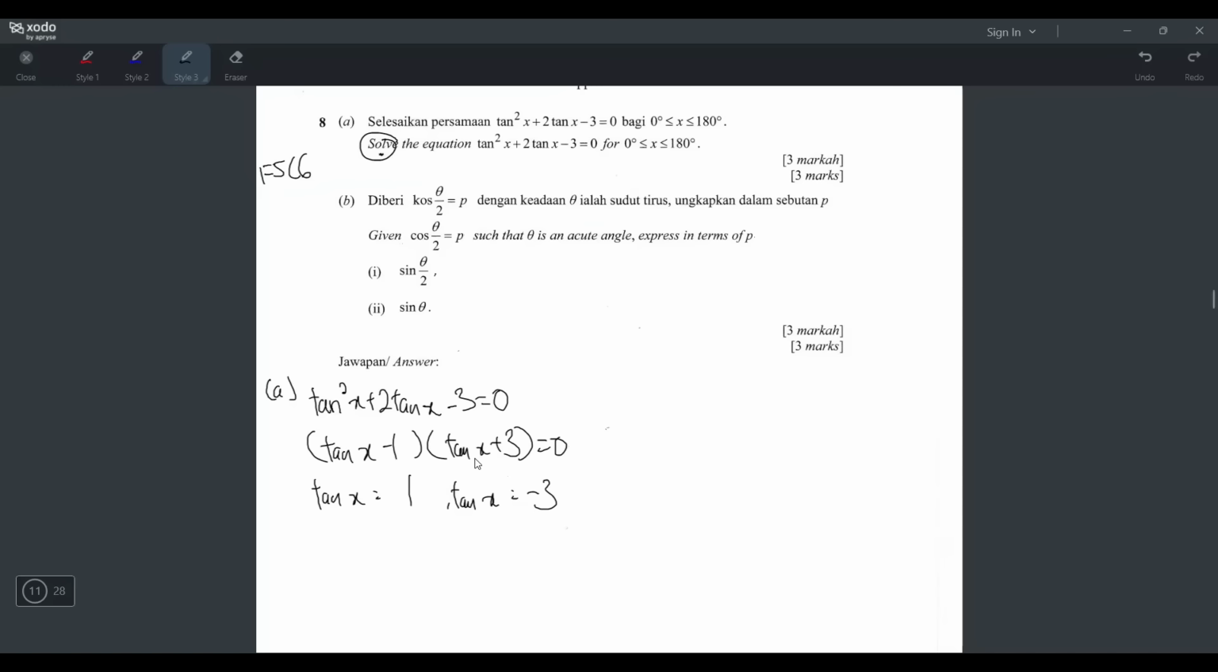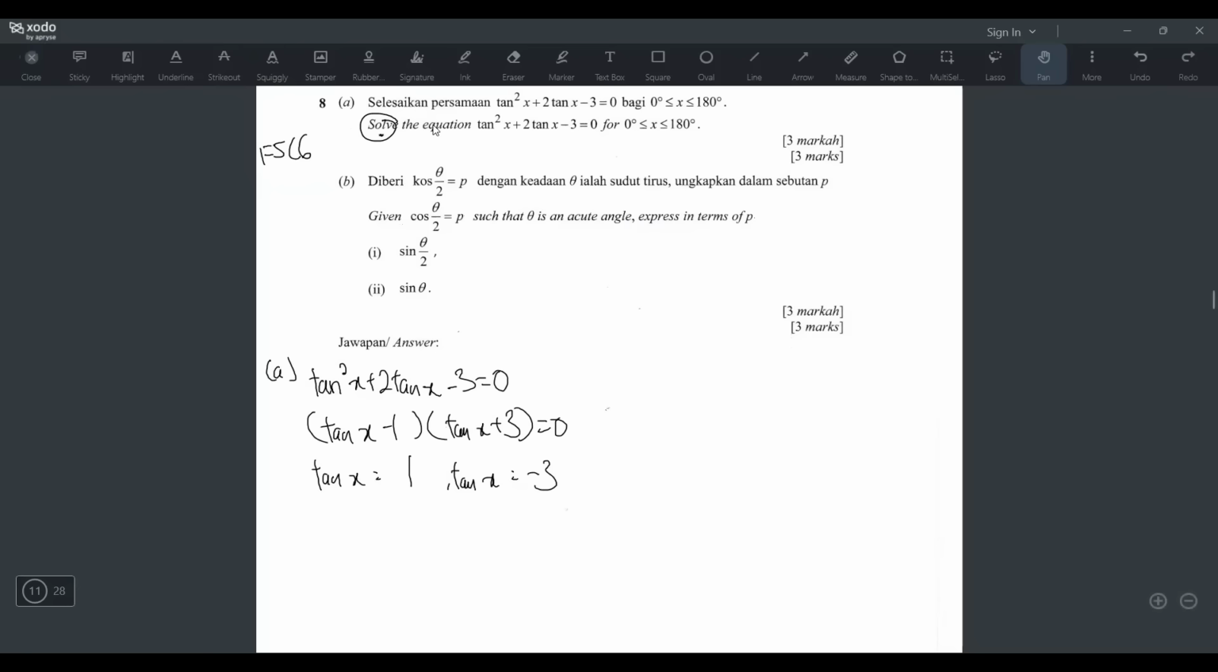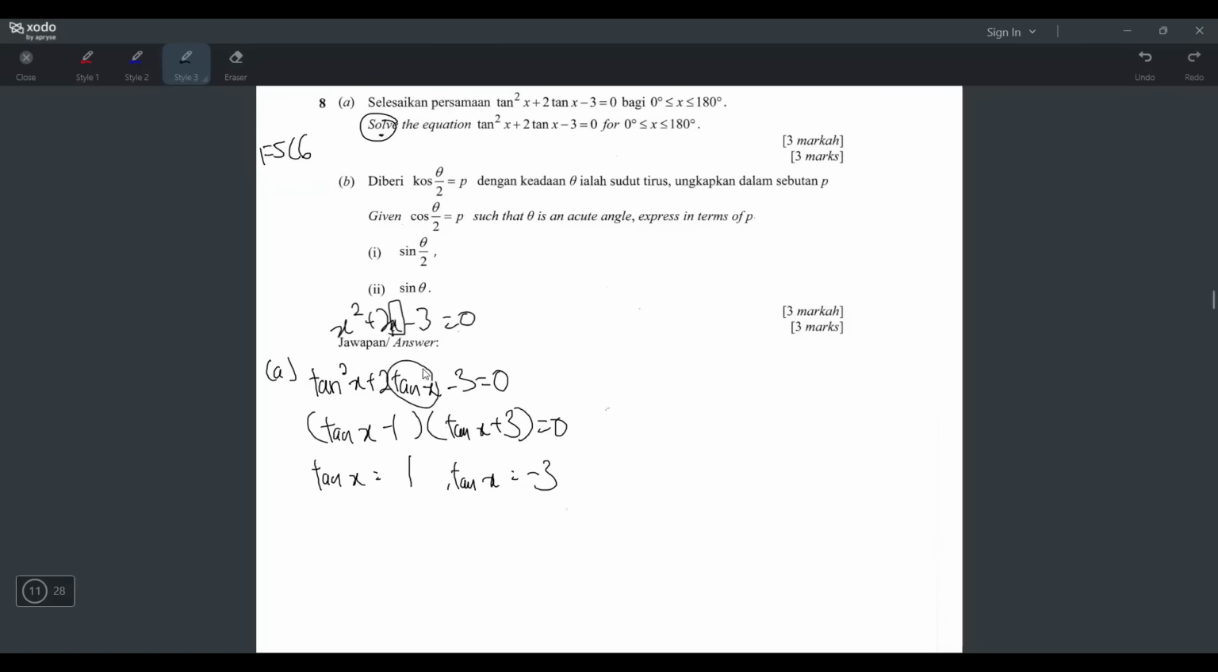Like this. Okay. Alright, I want to mention some careless mistake. Sometimes students might make this mistake. They might write x equals here. Okay, that one wrong lah. That one wrong. Okay, if this one is x squared plus 2x minus 3 equals 0, then you can write x equals. Because it depends on what's here, right? If this one is x, then this one is x equals. If this one is y, then it will be y equals. But if this one is tangent x, then the answer should be the answer for tangent x, not x, right?